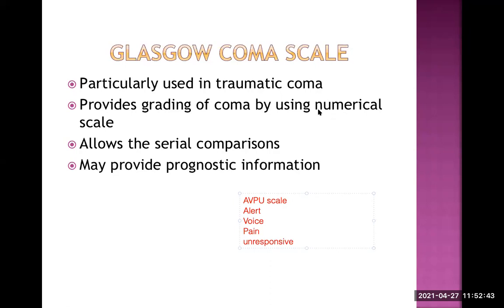If you say the Glasgow Coma Scale is 13 in this person, and the next day the same person's Glasgow Coma Scale is just 8, now the patient is deteriorating. The patient is not improving here. So regular estimation of the Glasgow Coma Scale matters a lot. It may provide prognostic information to the patient. Of course, if it is very low or poor, then probably significant brain damage has been done already.